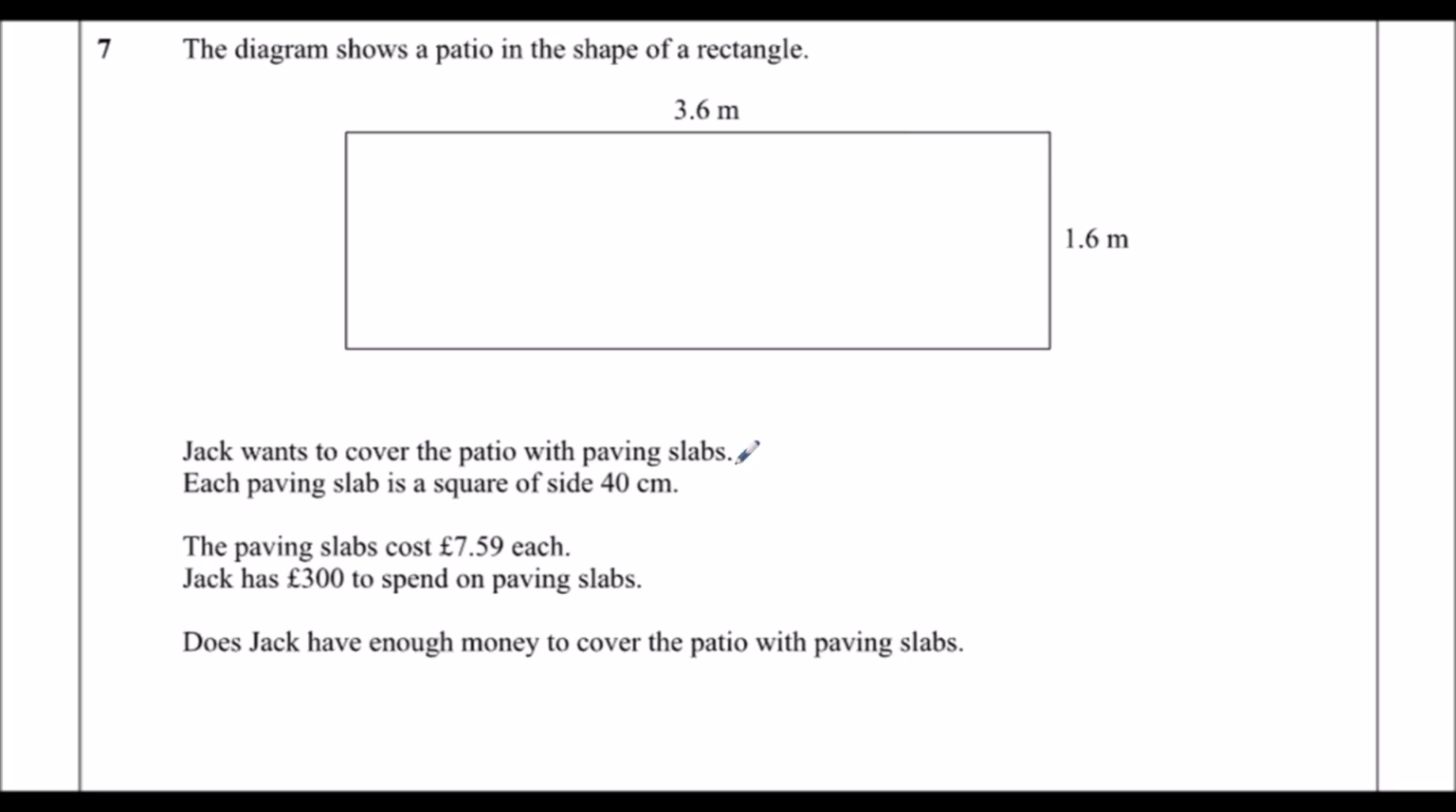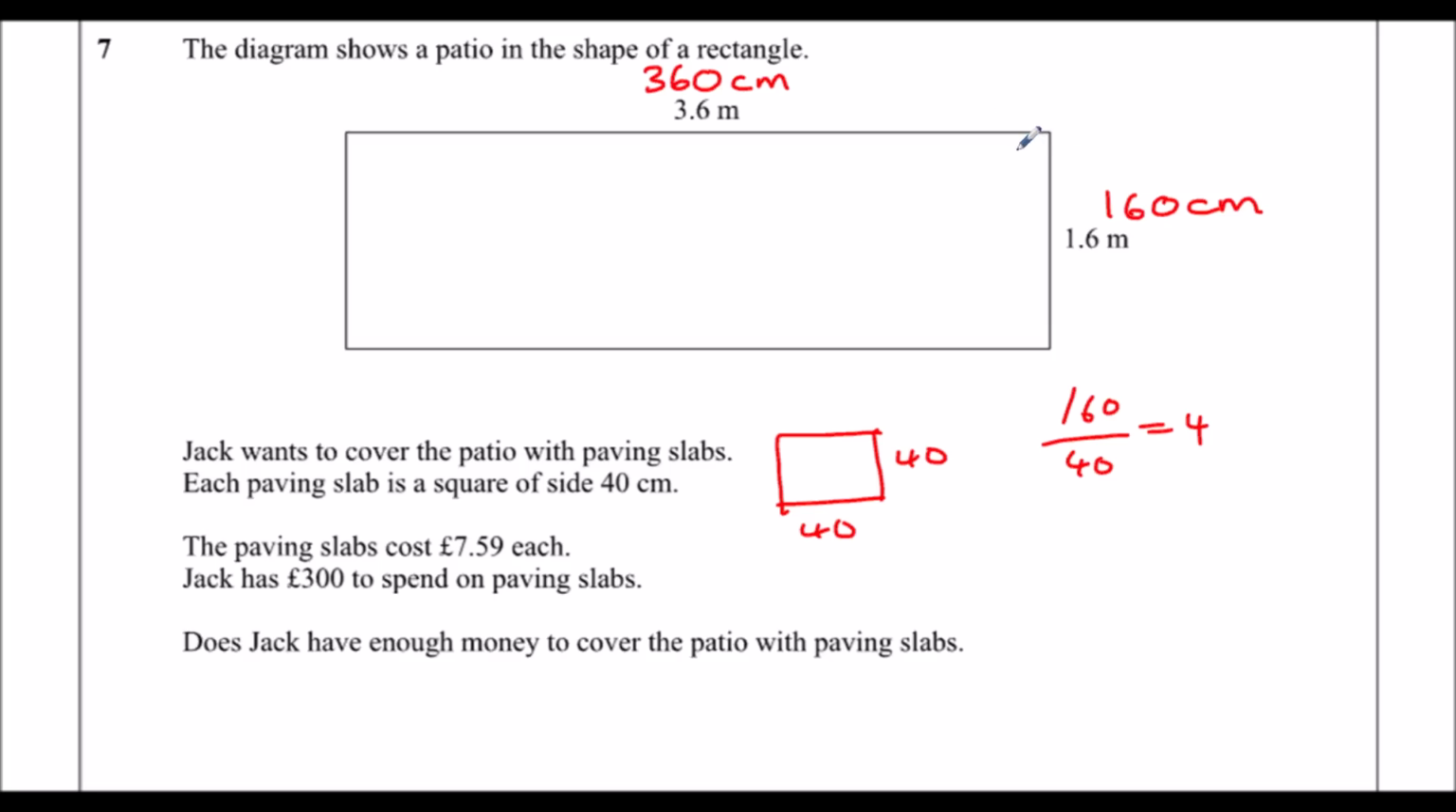So it's a square of size 40 centimeters, and the measurements of the patio are in meters, so let's change them. So if we times by 100, 360 centimeters by 160 centimeters. So how many of these fit in? So the paving slab is 40 by 40. So how many go up? How many 40s go into 160? That's going to be 4. We could have used a calculator, but 16 over 4 is 4.